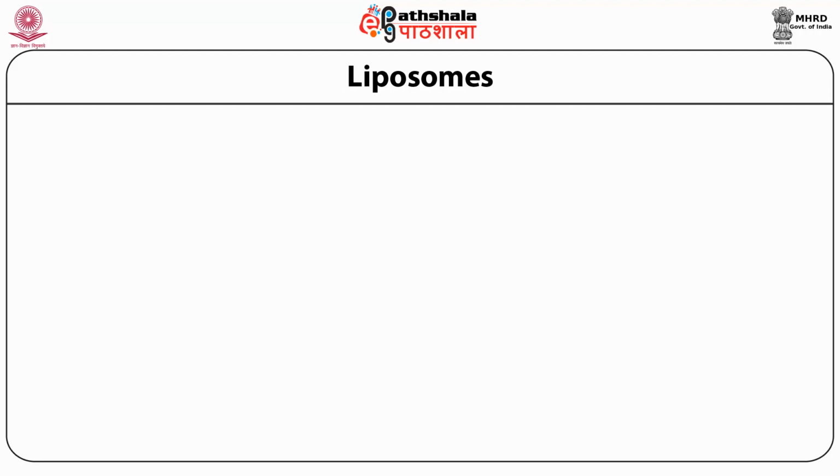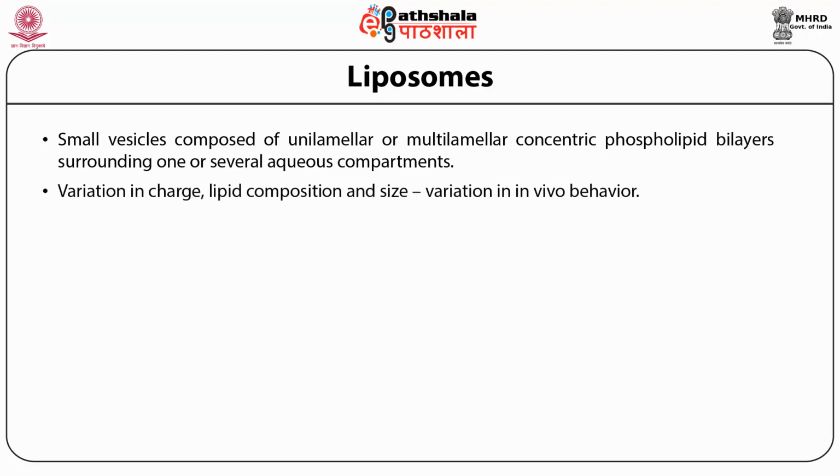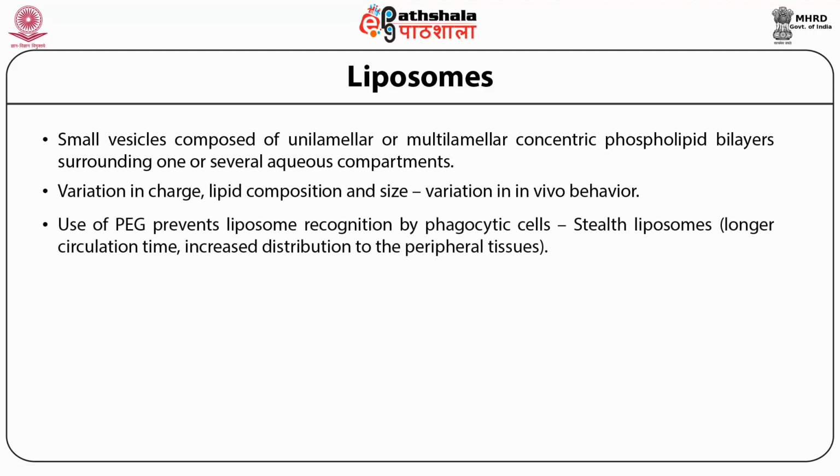Liposomes, you can say, are the first nanocarrier that has been investigated for drug delivery. Liposomes could be defined as small vesicles that are made up of unilamellar or multilamellar concentric phospholipid bilayers. That will be easier to explain when we see the figure of the liposome in the next slide. Liposomes are basically composed of phospholipids, and with the use of different phospholipids you can vary the charge, lipid composition and the size of the liposomes.